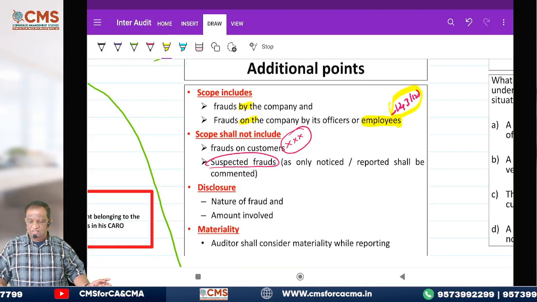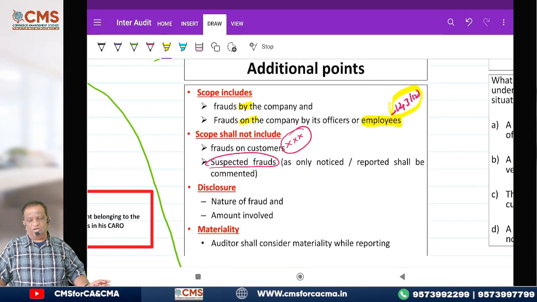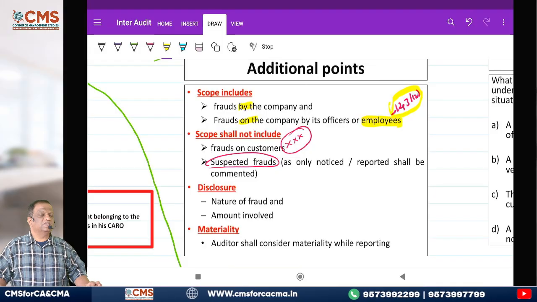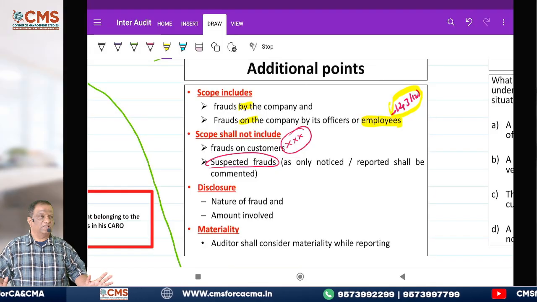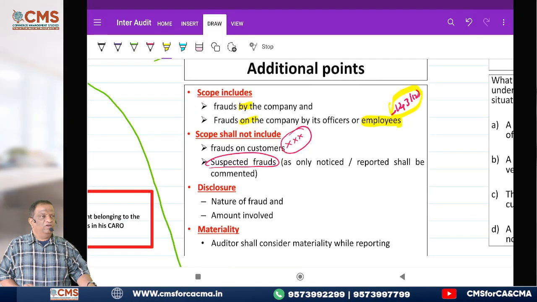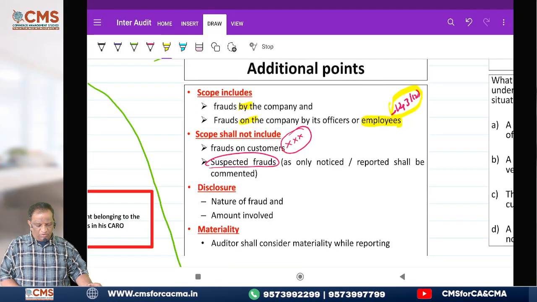Under this, because under 143.12, the auditor has already talked on the frauds. But under CORO also the auditor is inquiring on the frauds. But there is a difference. That is what we need to note. So restricting to CORO, what are the frauds that the auditor is talking about?